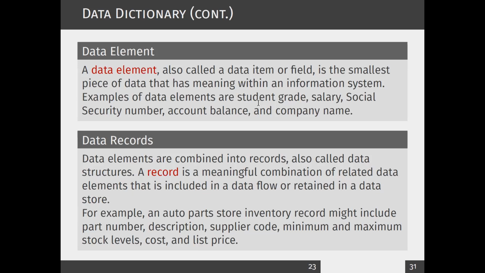Now, let's talk about the elements of a data dictionary. The first one is the data element, which is called a data item or a field. This is the smallest piece of data which we will use in an information system. For example, student grade, salary, or account balance could be data elements. Then we will have data records. We can combine these elements into what we call records. A record will be a meaningful combination of related data elements, right?